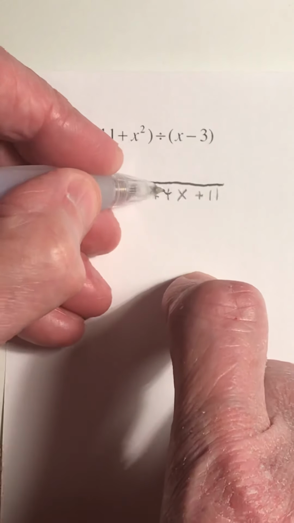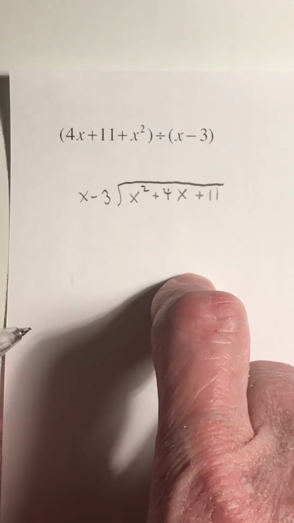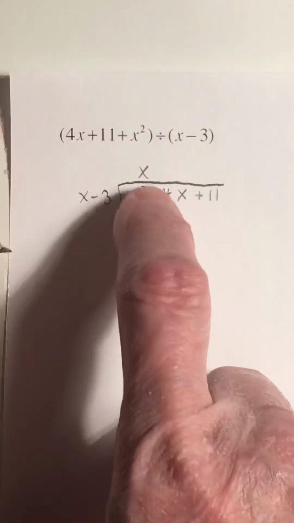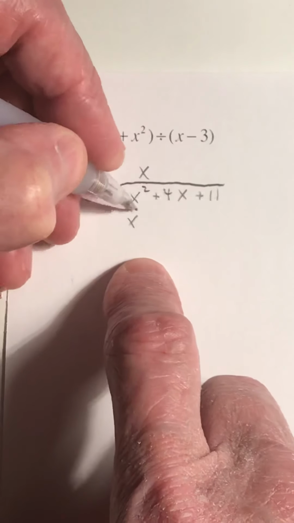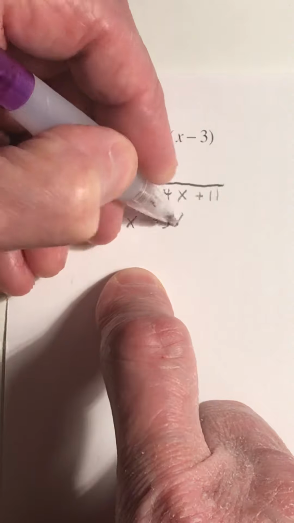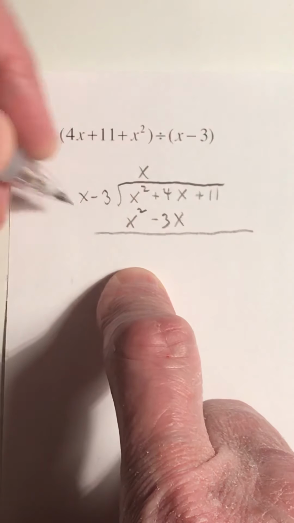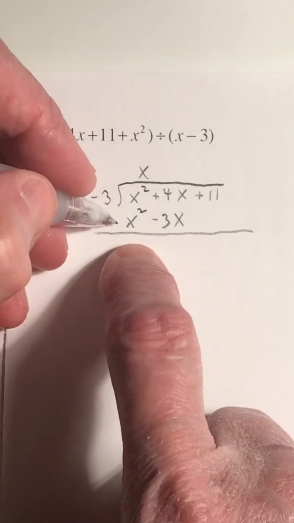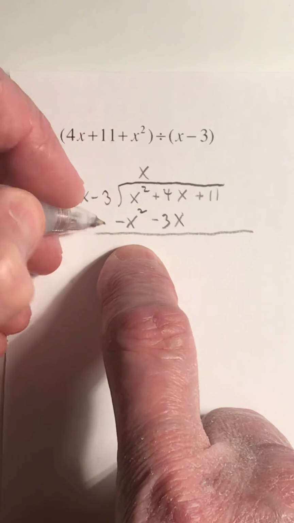Okay? So, same old now. X times what makes x squared? That would be x. X times x is x squared. X times minus 3 is minus 3x. Okay, don't just add there and get x. We didn't change the sign yet. Don't forget about the changing the sign step.